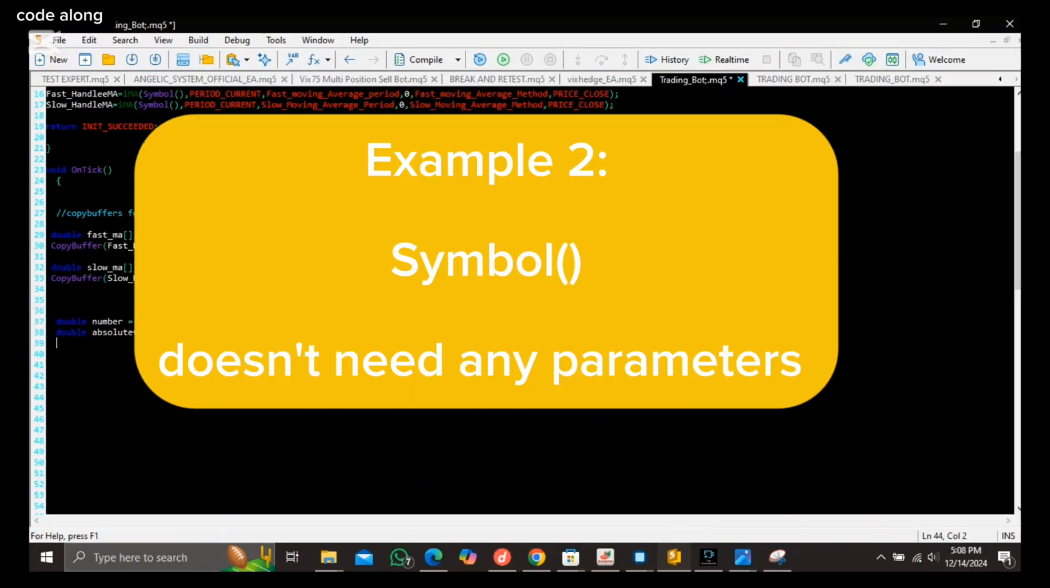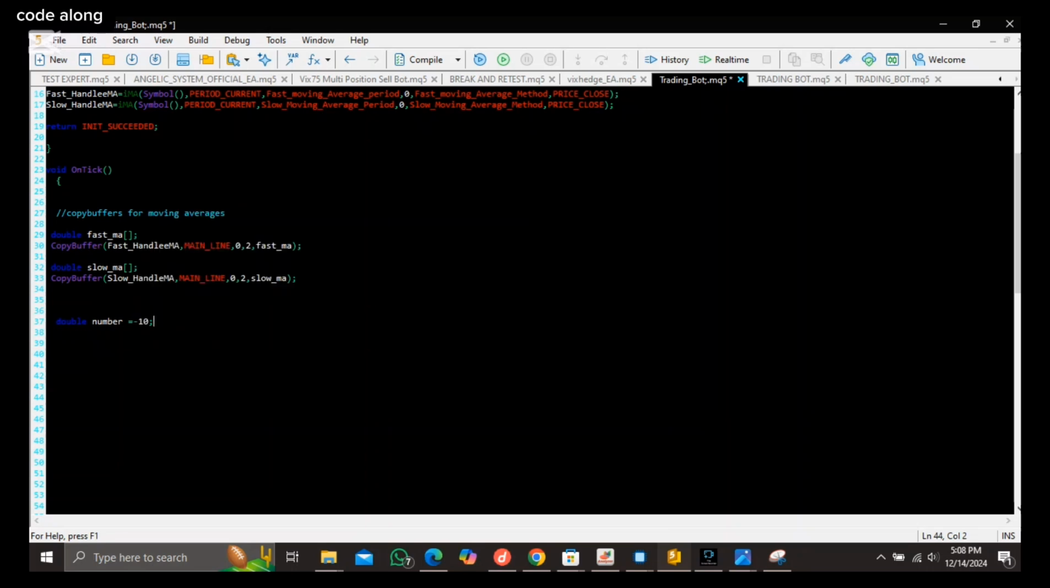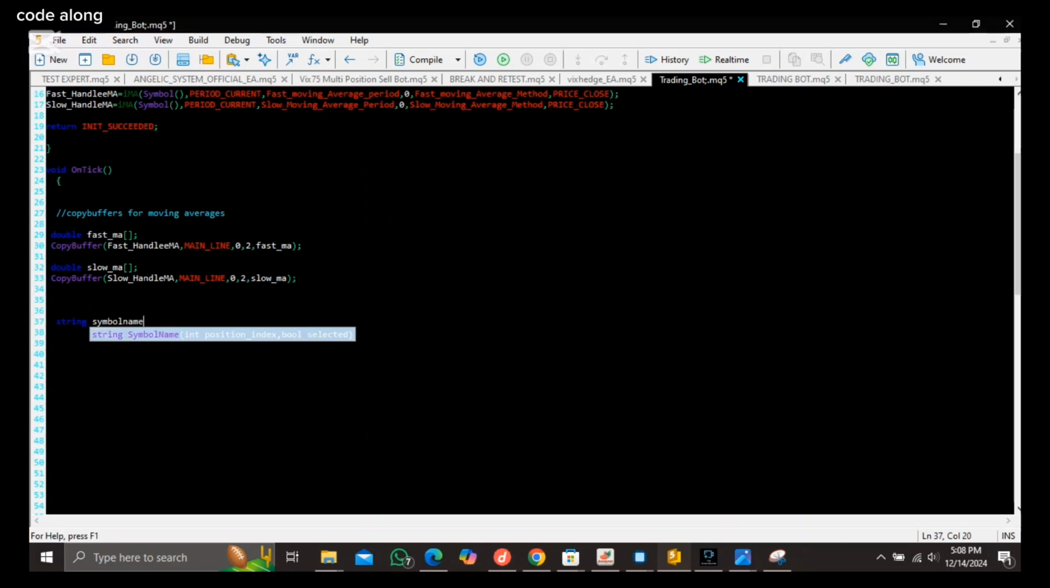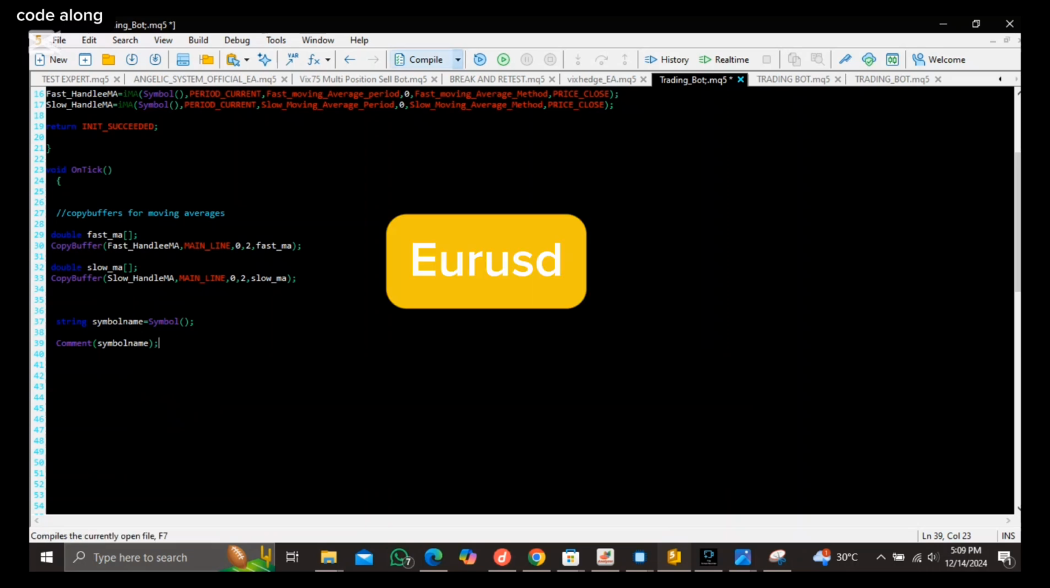Example 2. Symbol function. The Symbol function returns the name of the current symbol. Here's an example of how to use it. string symbol_name = Symbol(). In this example, the Symbol function does not take any parameters and returns the name of the current symbol as a string. For example, if you plug the bot on the EURUSD chart, this function will return EURUSD.